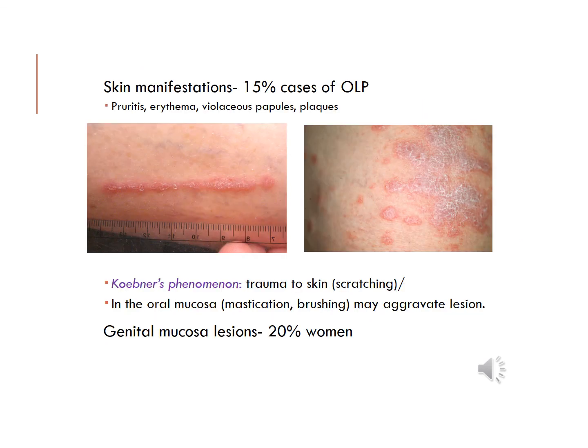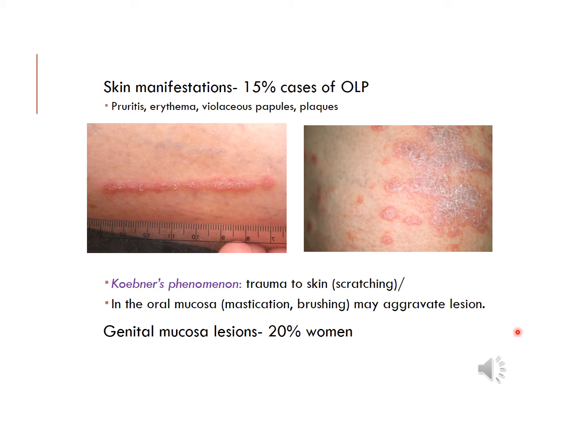Now, lichen planus actually is a dermatological disorder. There are skin manifestations in 15% of cases which start off as oral lichen planus. Pruritus, erythema, violaceous papules. Violaceous means violet. Papules and plaques are seen. This is the appearance on the skin. There's a very interesting terminology called Koebner's phenomenon, which means that when skin gets traumatized, for example by scratching, you end up getting a new lesion. Right? It can also happen in the oral cavity because there's constant trauma in the oral cavity during eating, during brushing.